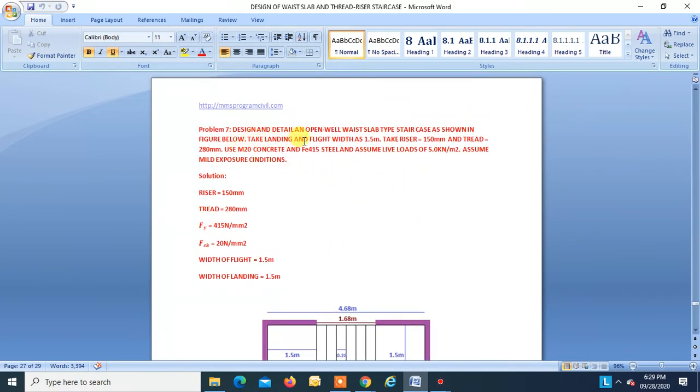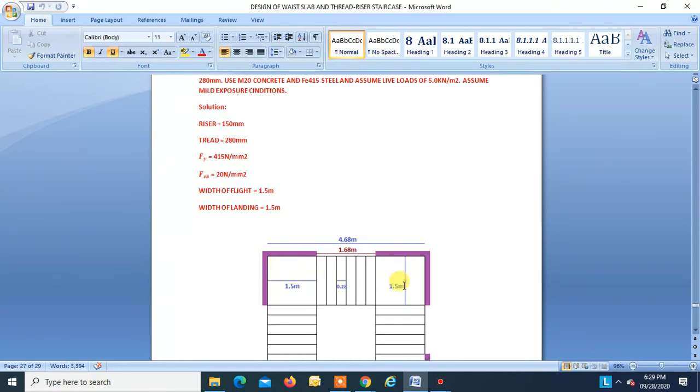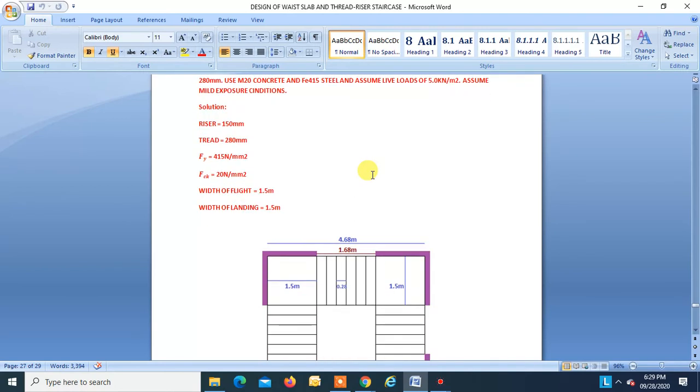Taking landing and flight width equal to 1.5 meter, 1.5 meter, 1.5 meter. Okay. Take riser equal to 150, tread equal to 280 mm. Use M20 concrete, Fe415 steel. Assume live load is equal to 5 kilonewton per meter square, and assume mild exposure condition. So clear cover we will take as 20 mm.